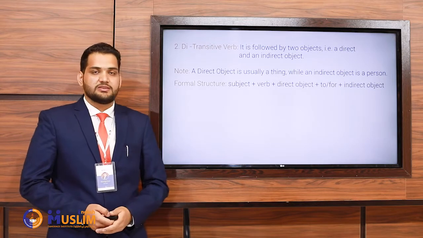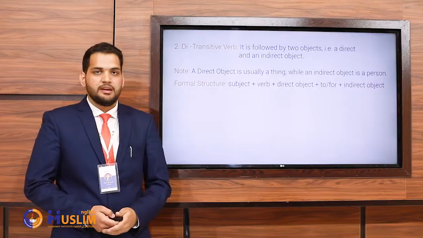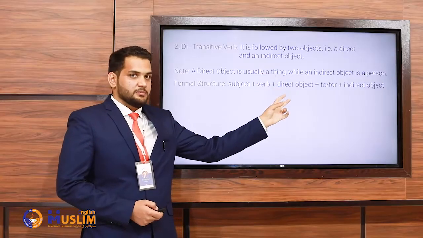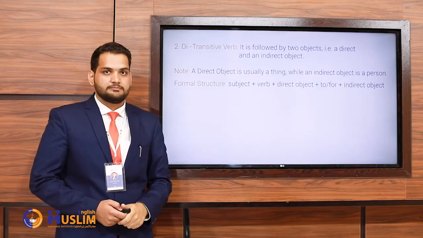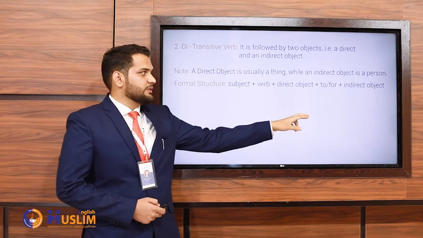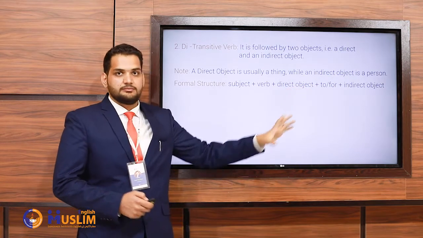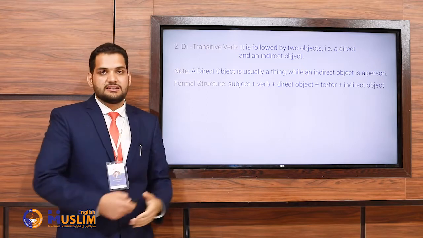We have got two structures for understanding ditransitive verbs. The first one is a formal structure. That is, subject plus verb plus direct object plus one of the prepositions to or for plus indirect object. If you do not use one of the prepositions to or for between direct object and indirect object, that's wrong, if the direct object is first and indirect object is the second one.